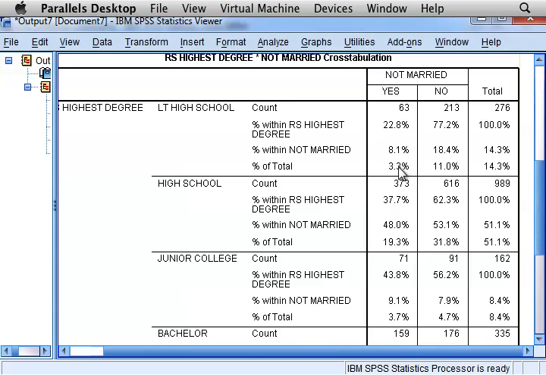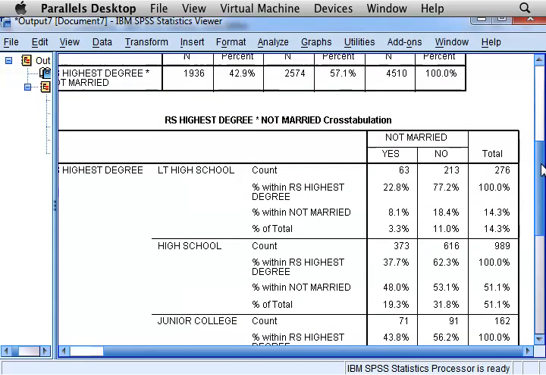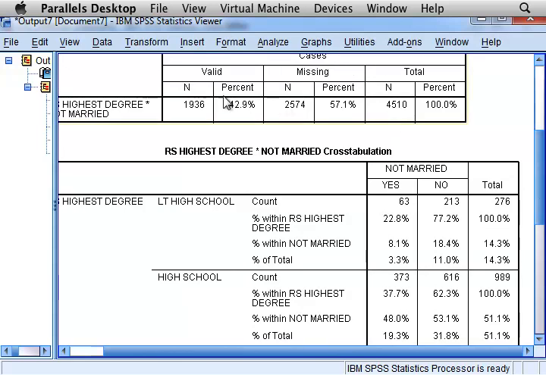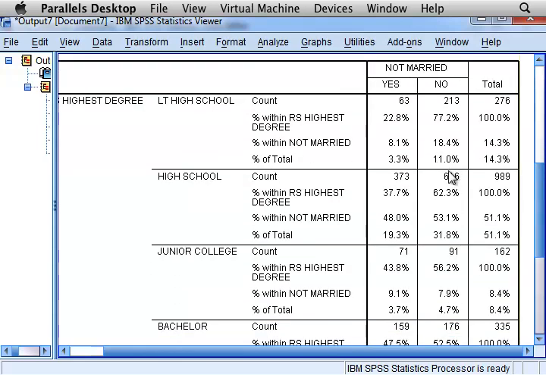The percent of total says 11% out of everybody with a valid response, which remember up here is 1,936. 11% of all of the individuals are both married and did not complete high school.